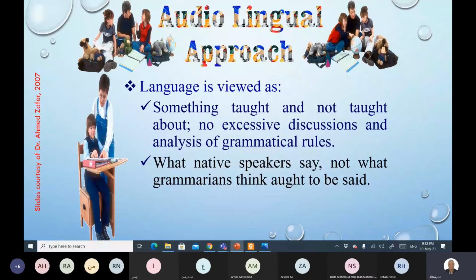So if they make a mistake in the grammar, this is not a mistake. This is just one way of using the language, and it has to be accepted as correct, even if it is contrary to what is written in the grammar books.